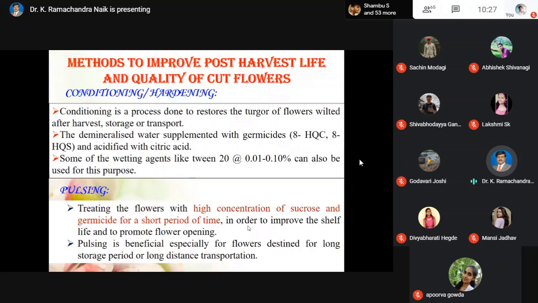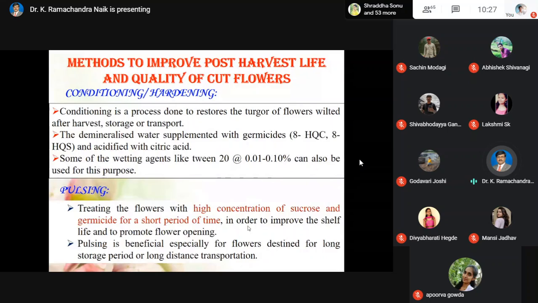These chemicals are mixed with water and the stalk ends are dipped in this solution, so that the flower stalk will be turgid and will not bend. It will be erect all the time. Some wetting agents like Tween 20 can also be used for maintaining turgidity. So that is for turgidity, making the stalk erect, petals stout and fresh.